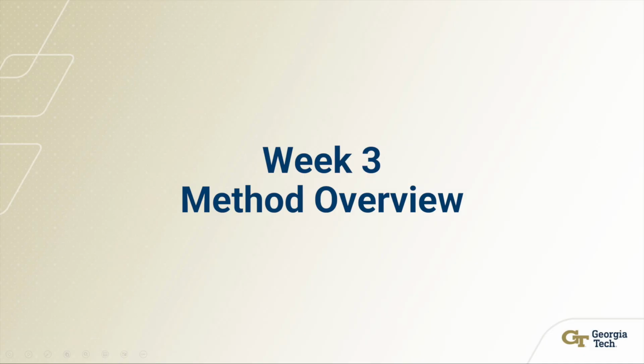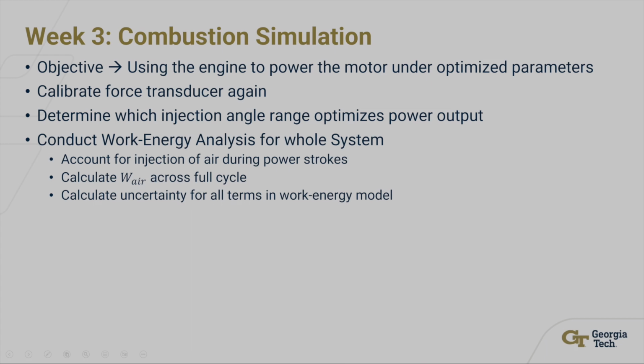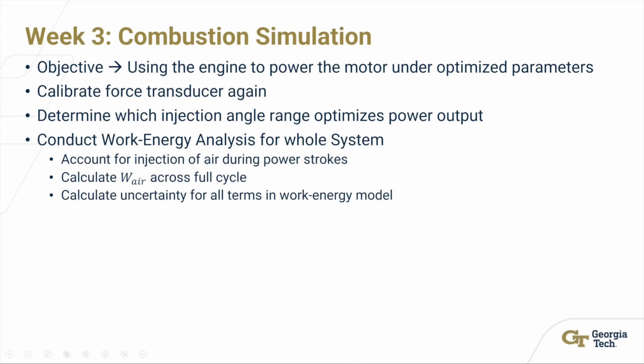Now we will present an overview of week 3 experimental methods. At this stage, we expect to recalibrate the force transducer again. We will be using the engine to power the motor and determining which injection angle range optimizes the power output. We will also calculate the power generated by the motor for the maximum generation case and highlight limitations of the system. A full uncertainty analysis will be conducted to calculate the total uncertainty due to terms in the work energy equation.